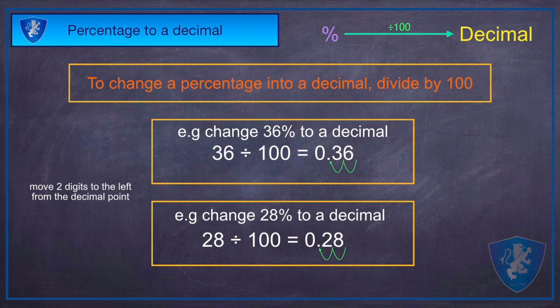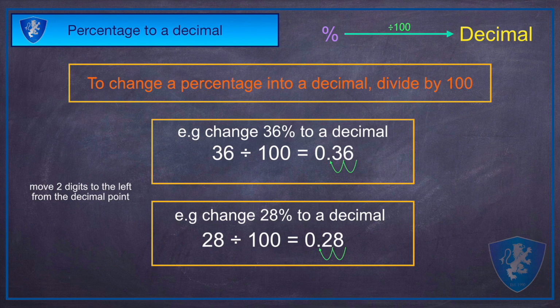Two examples. First example, 36%. So you divide 36 by 100 and you get 0.36. The second example you have here is 28%. The decimal point is here, and as you can see, 1 and 2 places to the left. Move 2 digits to the left, and so the point sits there between 0 and 2. So 36% as a decimal is 0.36 and 28% as a decimal is 0.28.